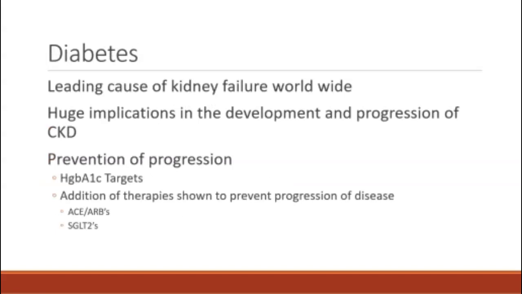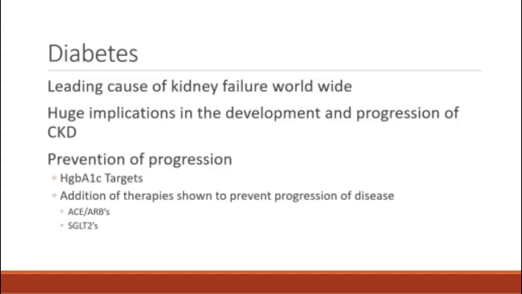Diabetes is the leading cause of kidney failure worldwide and has huge implications in the development and progression of chronic kidney disease. Hemoglobin A1C is another important risk-reducing target in those with diabetes and CKD. You will find that a large number of patients that you manage with CKD have diabetes, either as the cause of their nephropathy, or they have the disease as a comorbidity that requires managing.